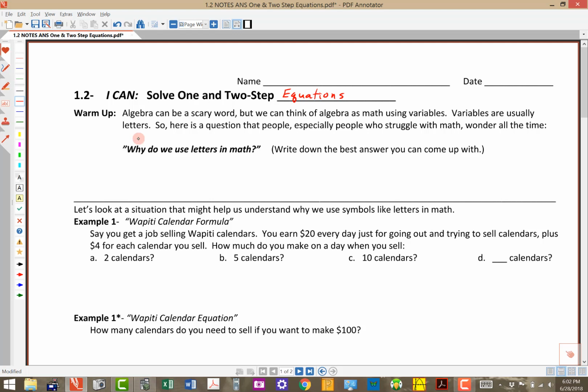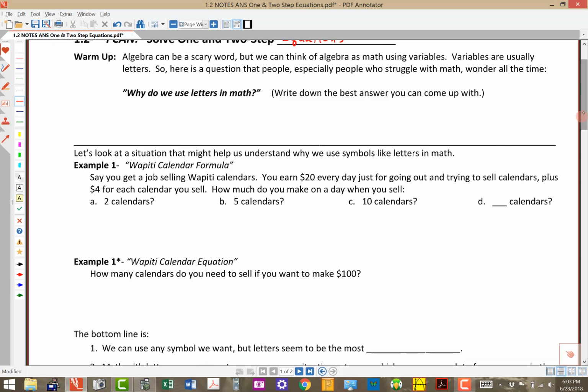So I'd like you to think about that for just a minute, and we're going to answer that in the next couple of examples right here. But think about, why on earth would we use letters in math? Math usually involves numbers, so why would we use letters in math? So we're going to take a look at a situation that might help us figure out why anybody would want to use letters in math.